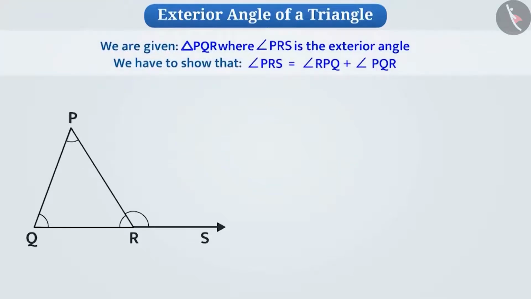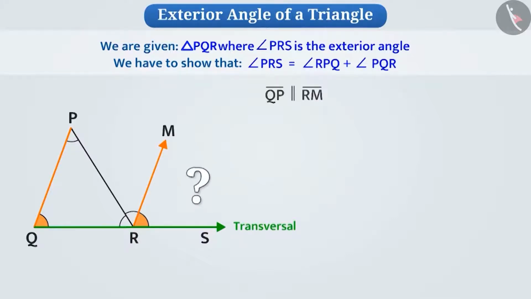Let's reconfirm this using a logical method. Here we are given triangle PQR, where angle PRS is the exterior angle. We have to show that angle PRS is equal to angle RPQ plus angle PQR. To show this, we will draw line RM from vertex R parallel to side QP of triangle PQR. Here we can see that side QP is parallel to line segment RM and QS is a transversal. With this information, can you tell us the relation between angle PQR and angle MRS?